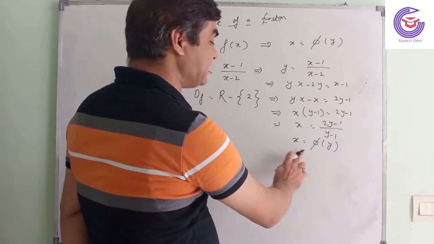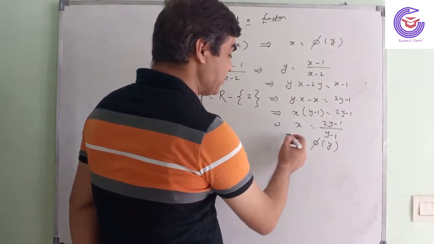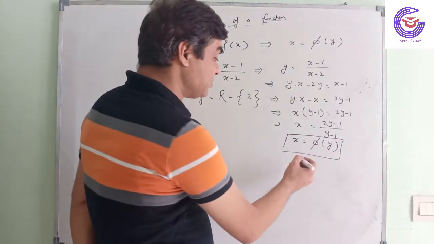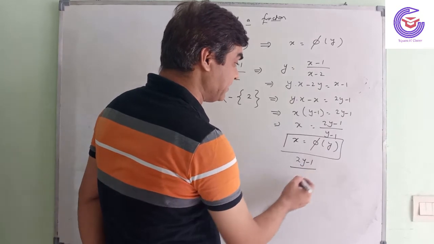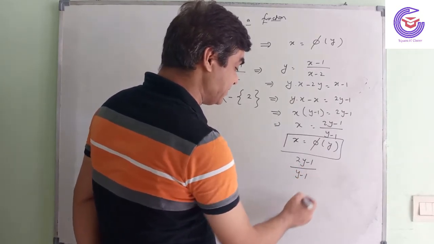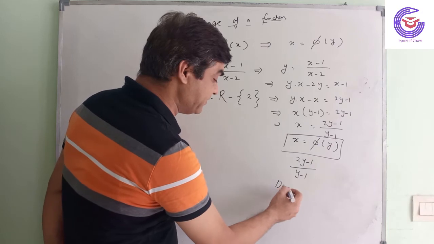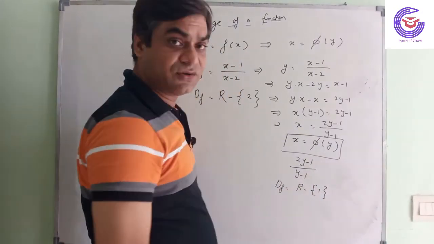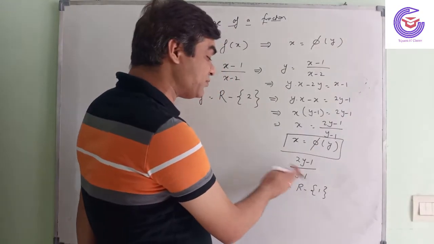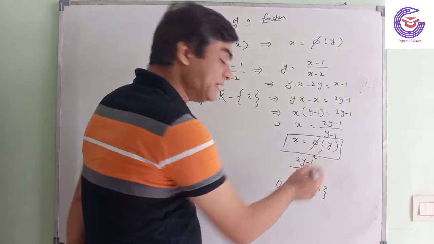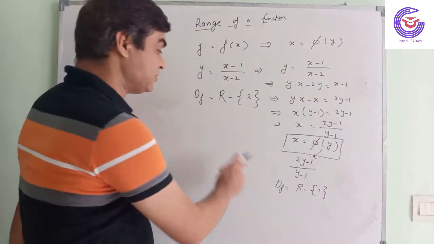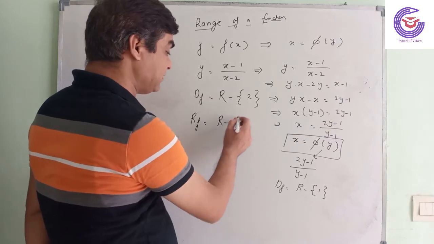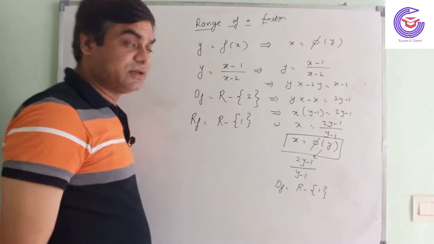After converting in this way, now you have to find the domain of this function. For (2y minus 1) upon (y minus 1), the domain will be R minus {1}. Whatever the domain of this function is, that becomes the range of the original function. So the range of this function is R minus {1}.